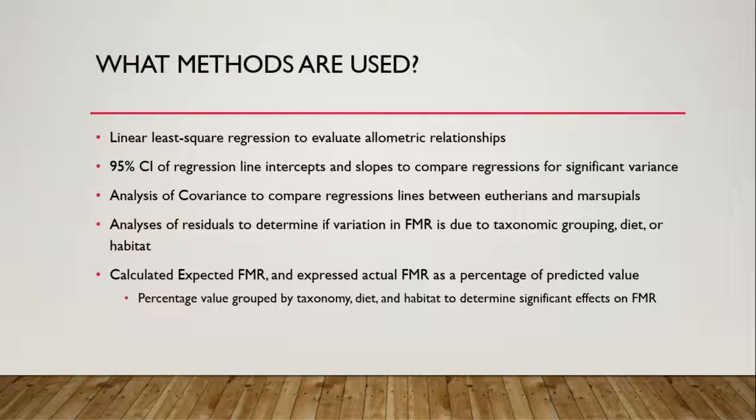And an analysis of residual data was used to determine variation in field metabolic rates as the result of taxonomic grouping, diet, or habitat variables. The expected field metabolic rate of each species, based on body mass, was calculated for each variable and compared to actual results to determine significant variation from the norm.